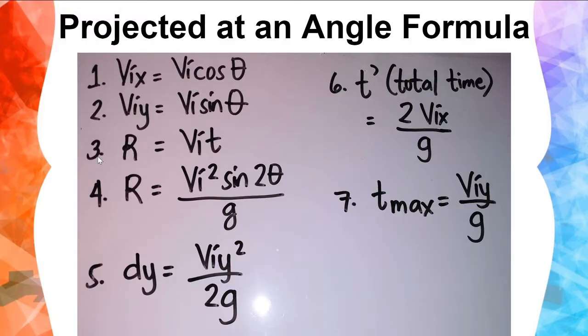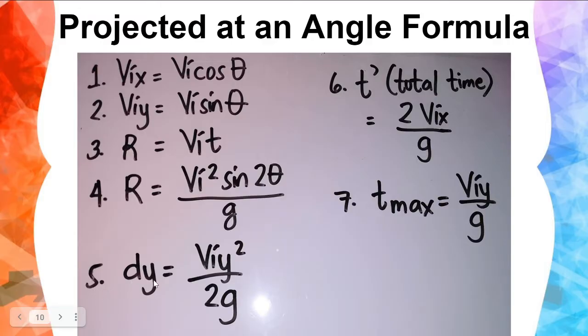Number 3 is a formula for range, which is the initial velocity times the time. Number 4 is another formula for the range. Dalawa po ang formula natin sa range. So, this time, sa number 4, we have the initial velocity squared sine 2 theta, or the angle, divided by the g, or the acceleration due to gravity.